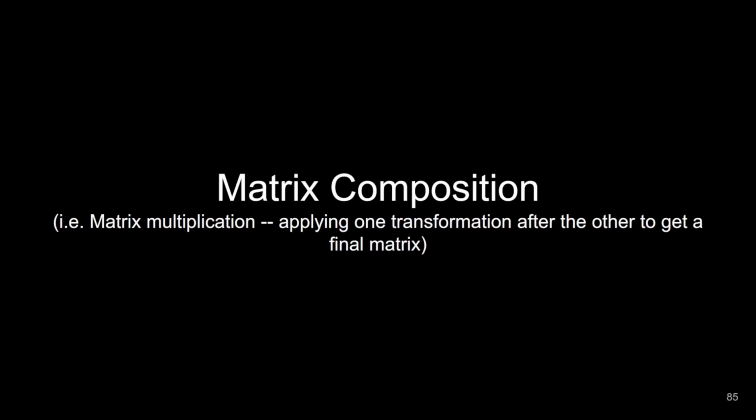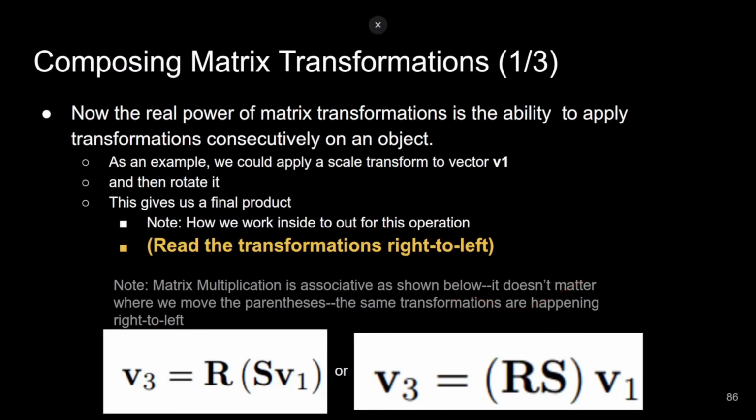So our next topic is going to be matrix composition, and that is the same thing as matrix multiplication, but I really want you to think about this as matrix composition, applying one transformation after the other, and that's how you get your actual final matrix. Okay. So the real power of matrix transformations is this ability to transform them one after the other, because we're essentially just doing matrix multiplies here.